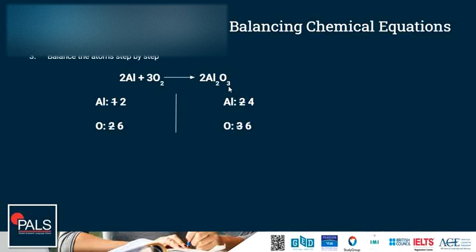That means to get 6 oxygen atoms on the left side, we need to have 3 oxygen molecules. 3O2, 3 times 2 is 6. Now the oxygen is balanced. We have to be careful. We started balancing aluminium, but we have changed the aluminium on the right side again. So we need to go back to aluminium and change the coefficient again to a 4. Now we have 4 aluminiums on the left, 4 aluminiums on the right, 6 oxygens on the left and 6 oxygens on the right. The equation is balanced.